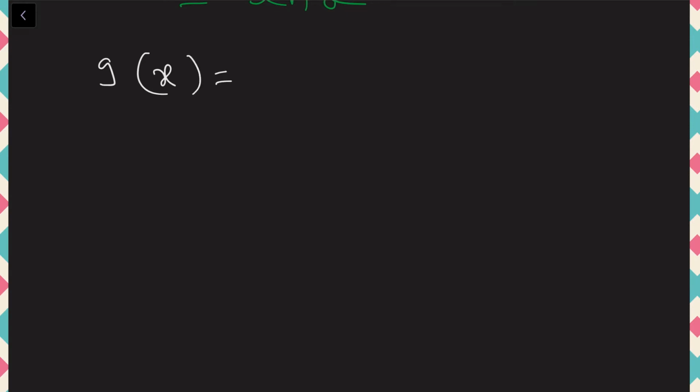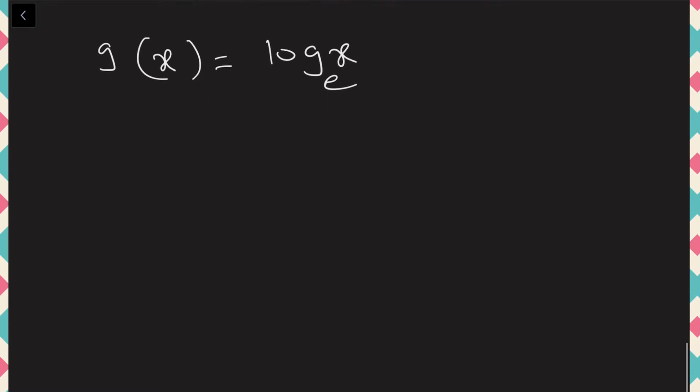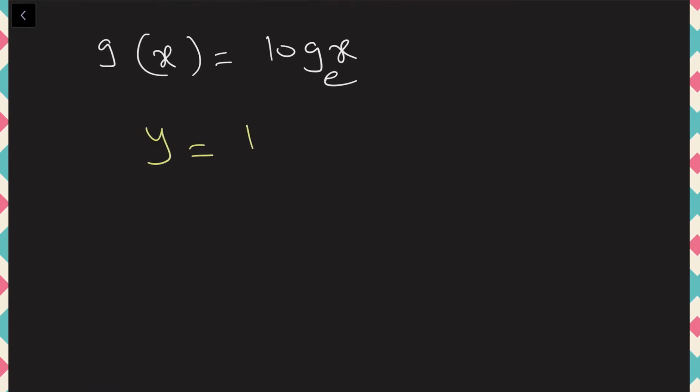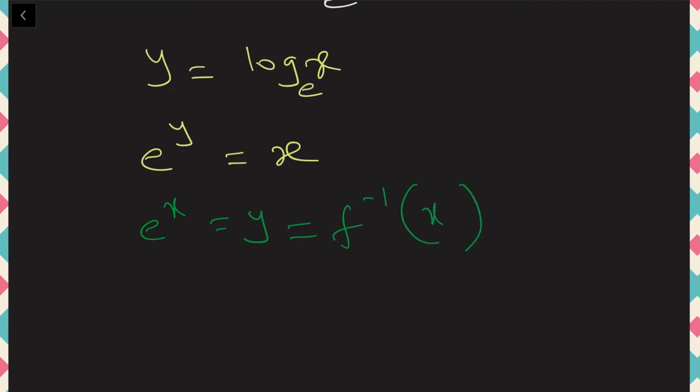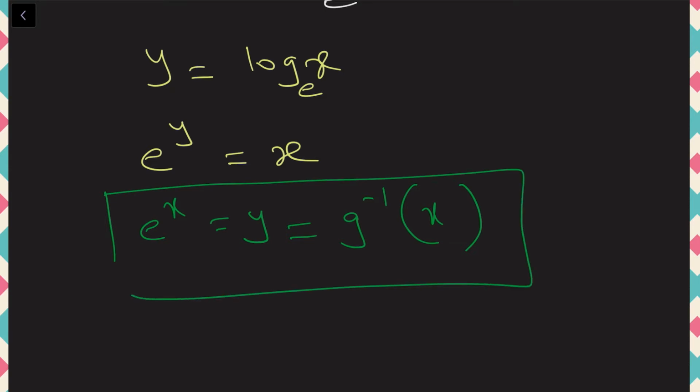g of x is given as log x base e. Let us find the inverse for this. First replace g of x with y. So y is equal to log x base e. Now it is in logarithmic form. To get the value of x, convert this to exponential form. e power y is equal to x. Now replacing the alphabets, e power x is equal to y. y is nothing but the inverse, here g, so g inverse of x. So the g inverse of x value is e power x.